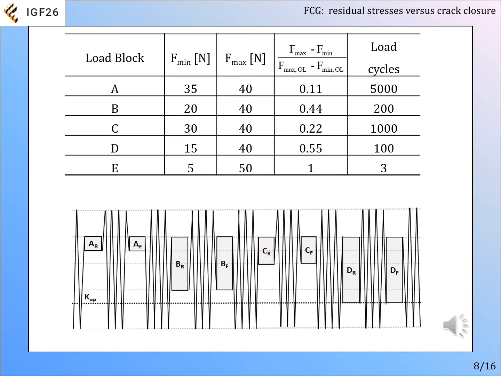The Superblock 2020 load pattern was modeled considering the loads presented in this table. The load block E represents the overload. Note that the loads are small because the specimen had a thickness of 0.1 mm in the numerical analysis. Different numbers of load cycles were considered as indicated in the table.